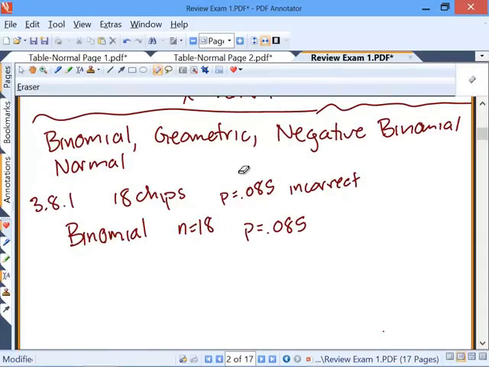Can you repeat why you say it was binomial? So the three things for binomial: you have to have in advance the number of trials, and we know that we're only looking at 18 chips. You have to have your probability of success stay constant for each chip, and they told us that each chip has a probability of 0.085, so this is a constant probability. And each chip should be independent of the other chips. It doesn't actually say that specifically, but it does say that each chip has this constant probability, which implies that they are independent, because otherwise the probabilities would change.